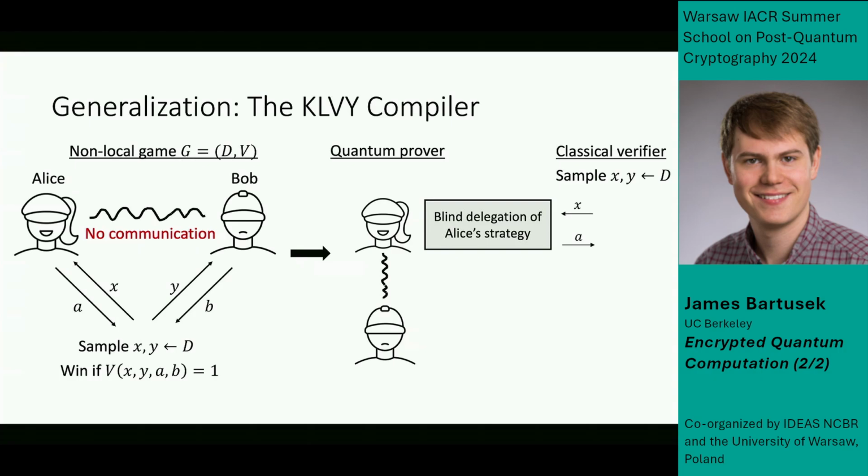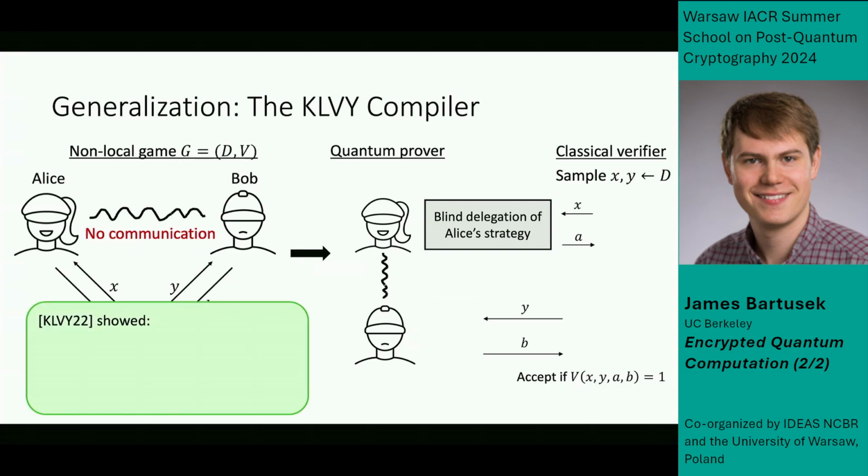After this is done for Alice's side, the classical verifier just sends Bob's question in the clear. The quantum prover runs Bob's strategy, and then the verifier decides to accept or reject. So what KLVY in 22 actually showed, after proposing this compiler, is that this is the completeness claim.